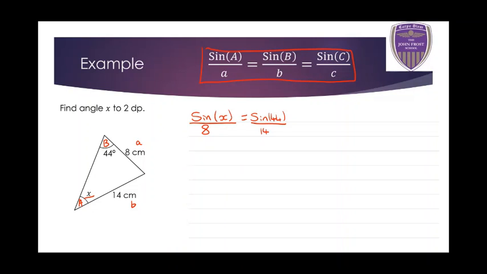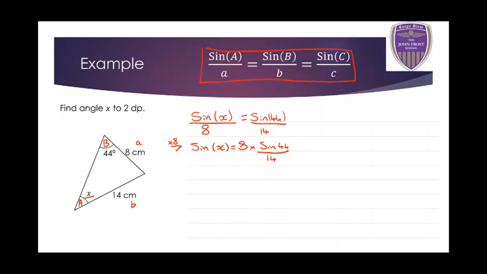Now I need to rearrange this left side of the equation so I've got sine X on its own. So I need to get rid of this 8, and the way I'm going to do that is I'm going to multiply both sides by 8. That leaves me with sine X is equal to 8 times sine 44 over 14.